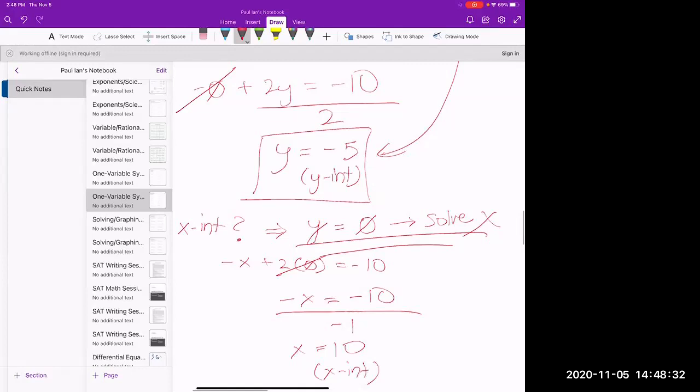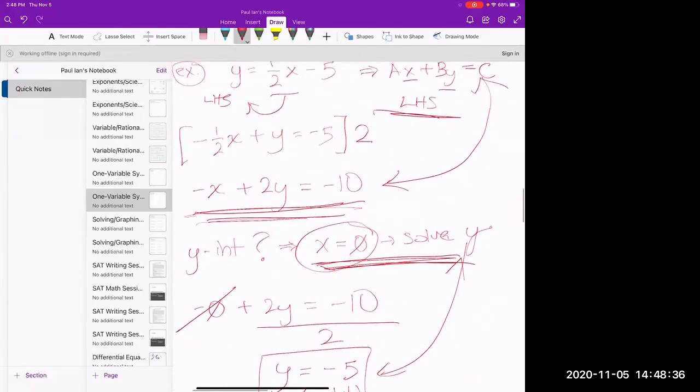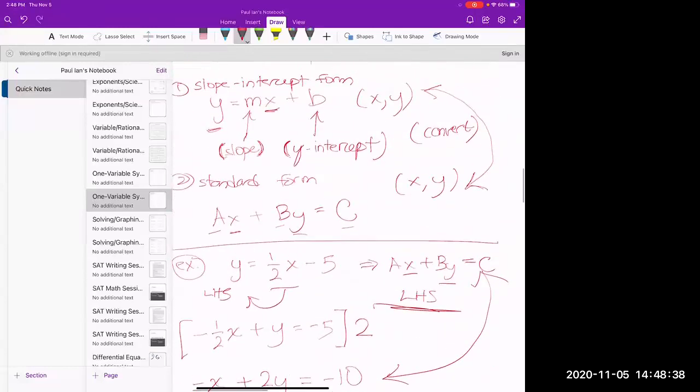And that's the main point. That's the reason why you want to change it to the standard form. The standard form gives you the x and y-intercepts clearly. They're easy to find just by plugging in x equals 0, y equals 0. Does that make sense? Yeah.